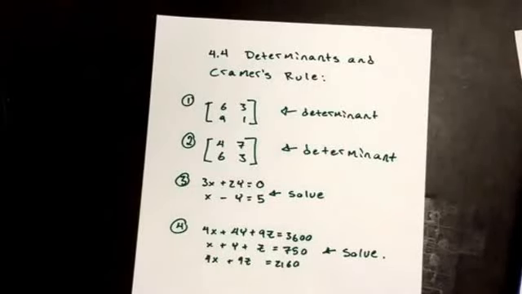Alright, in this video we're going to do determinants and Cramer's rule. These are two different things. You're going to use Cramer's rule to solve this and solve this. It's just another way to solve systems of equations.